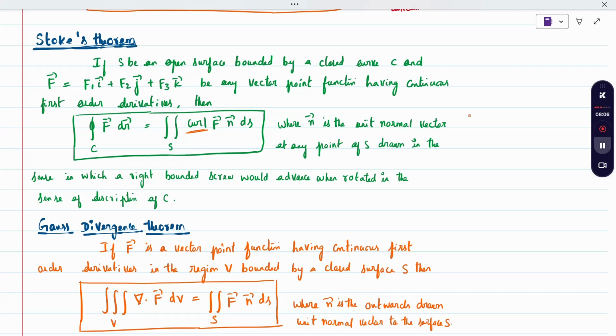Now the Gauss divergence theorem. If F is a vector point function having continuous first order derivatives in region V bounded by the closed surface S, then Gauss divergence theorem is nothing but triple integration over V of del dot F dv, equal to double integration over S, the same as in Stokes, right-hand side the same, but curl is not there: F dot n vector into ds, where n vector is the outward drawn unit normal vector to the surface. So these three are important. Big problems we will see in my later videos on Stokes, Green's and Gauss divergence theorems. Thank you.